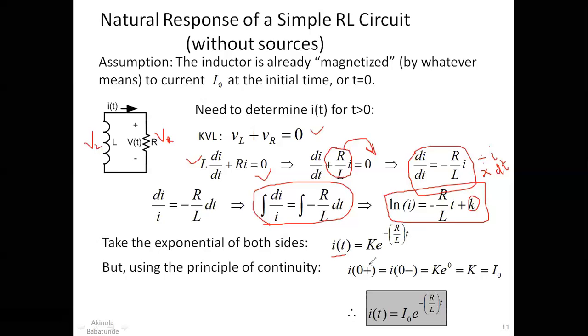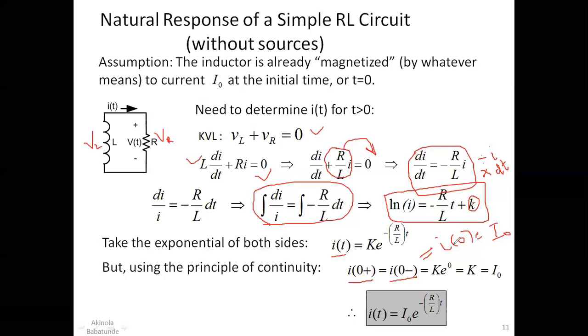You would agree with me that, to obey the continuity principle, I of 0 plus will be equal to I of 0 minus, which would also be equal to I of 0, and all of them will then be equal to I0, because I of 0 is equal to I0. That means you are making t equal to 0. If you have I of 0, it simply means that you are substituting 0 for t.